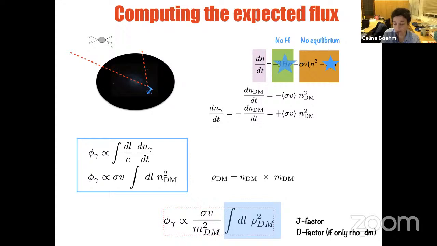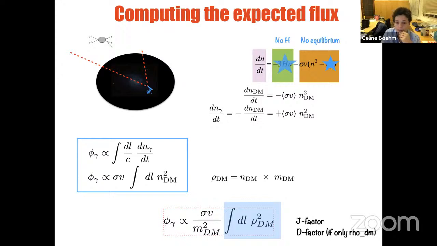So in this case, you have a simple relationship. You say, okay, the evolution of the number density of photons is simply given by the annihilation cross section times the number density squared. So this is your prediction for the evolution of the number of photons in yellow.